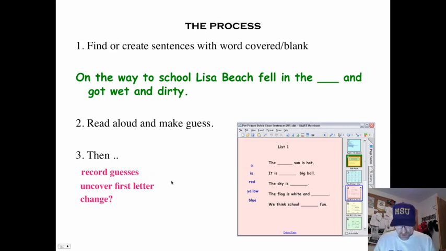We then record our guesses, and you can vary this process, of course. Then you uncover the first letter and you say, hey, who would like to change their mind based on seeing the first letter? And it's okay to be fun and silly with this. It's a game. It's not the end. It's a means towards the end.